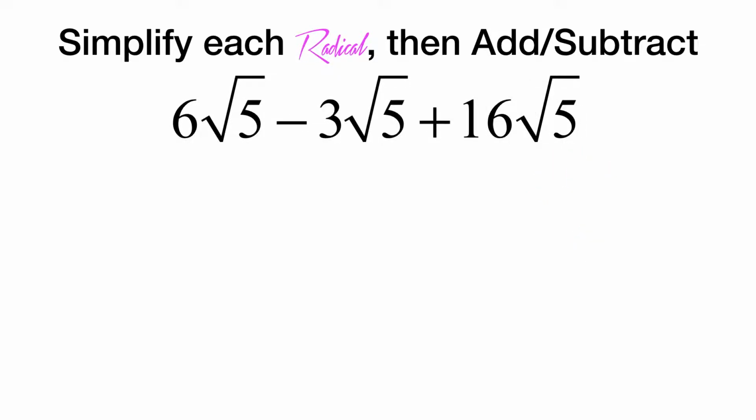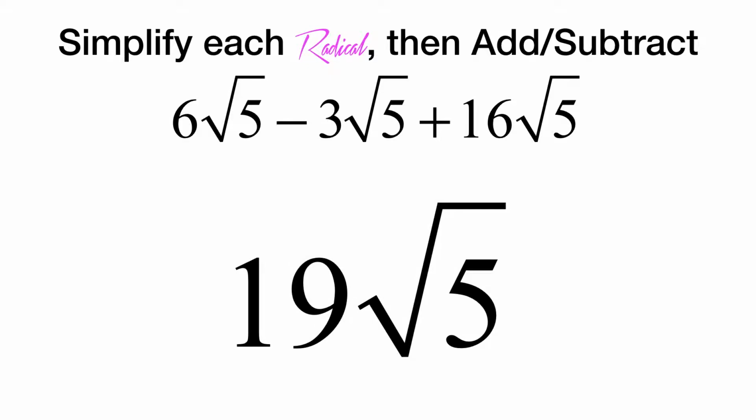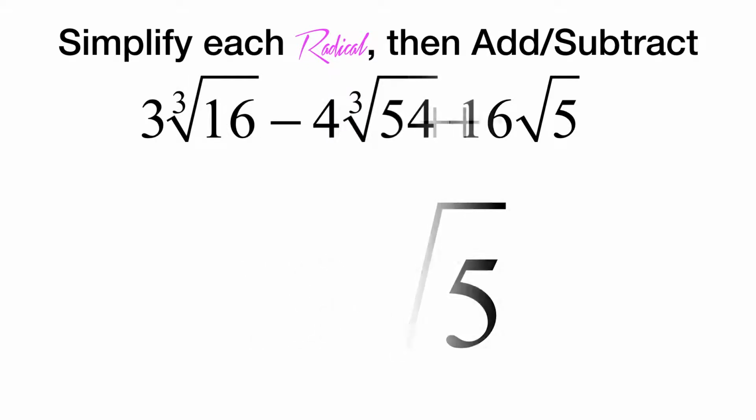So let's see, 6 square roots of 5 minus 3 square roots of 5 is 3 square roots of 5, plus 16. That's going to be 19 square roots of 5. Hooray! All right, let's try another one.